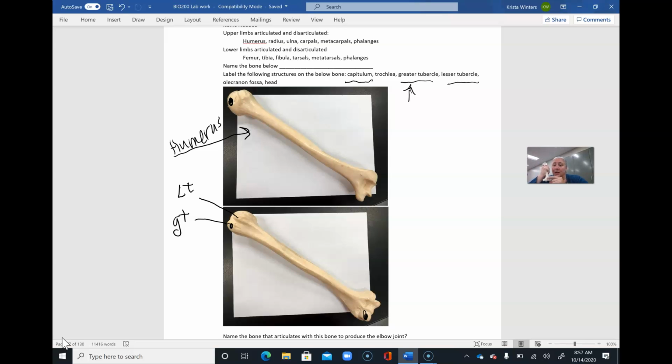The medial bump, this larger bump, if you look at this whole structure there, this is the trochlea. It's right here. It's this beautiful structure there. So this is the trochlea. The capitulum articulates with this bone known as the radius.